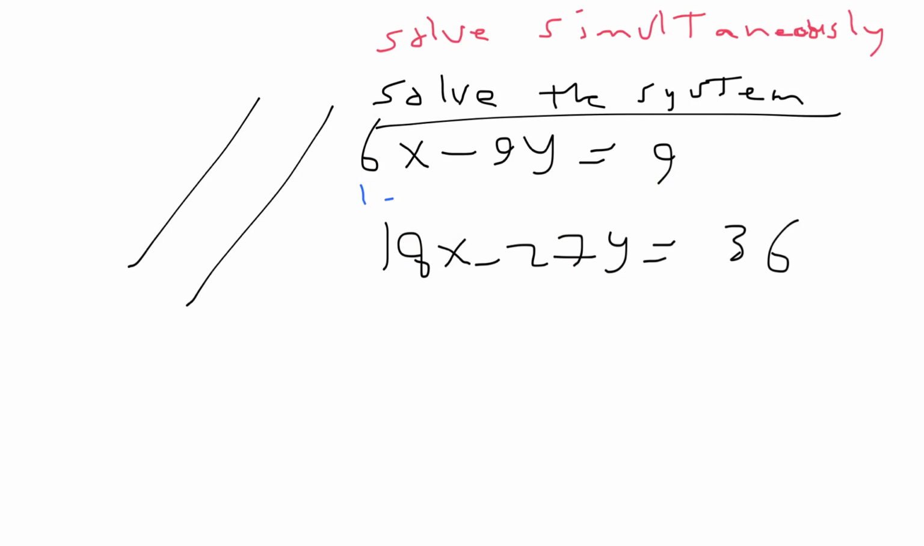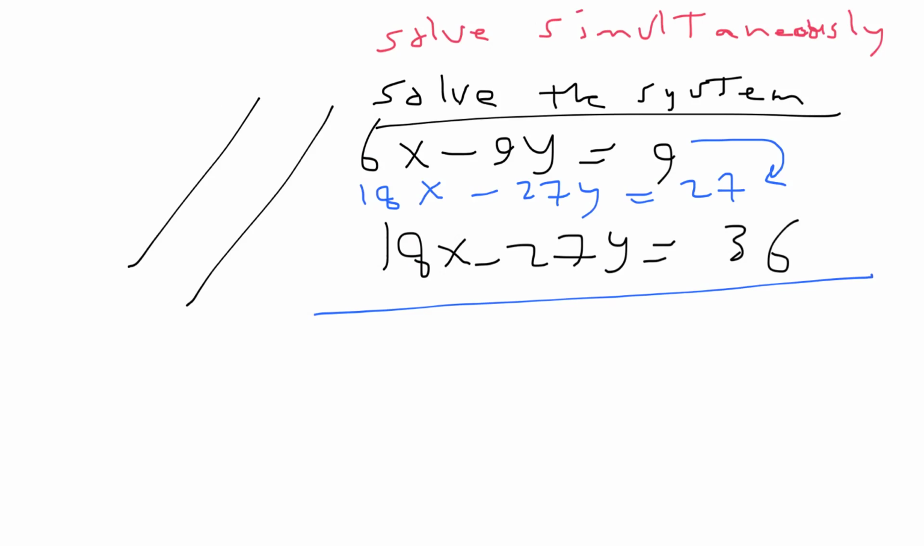Multiply this by 3, it becomes 18x. Multiply this by 3, it becomes 27y. Multiply this by 3, 3 times 9 is 27. Okay, so I just converted this equation to this one. And now I'm going to add the first one and the second one. Oh, actually, I'm going to subtract. Yeah, let's subtract now.